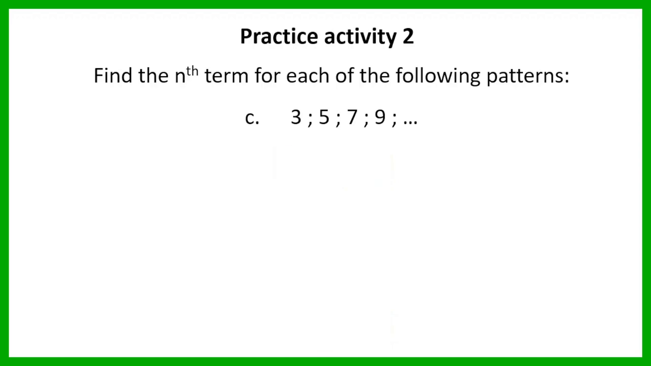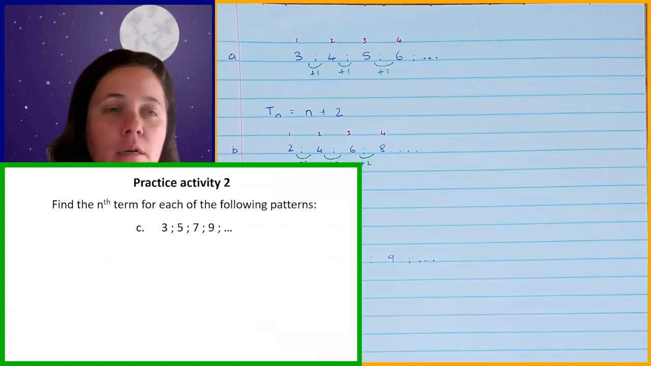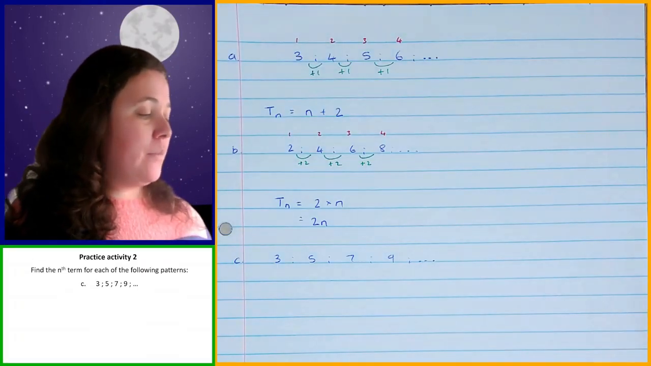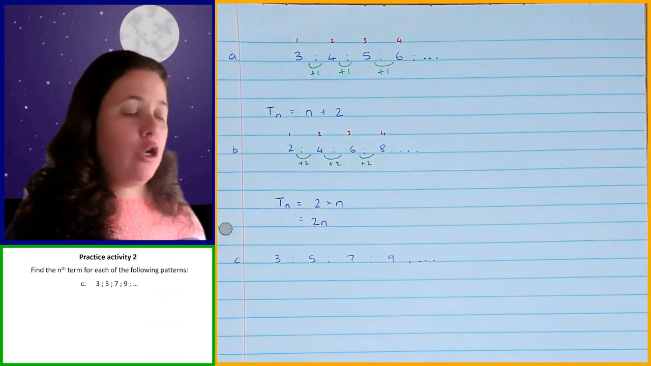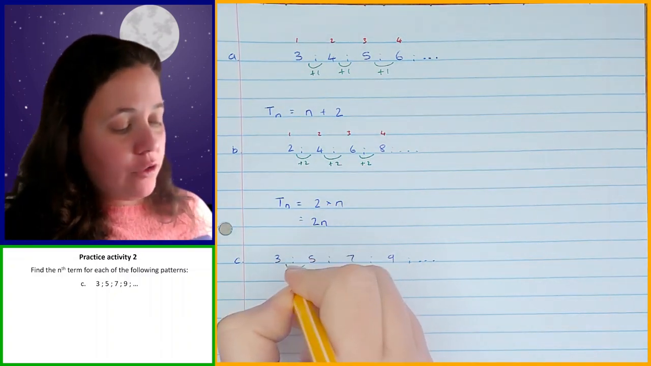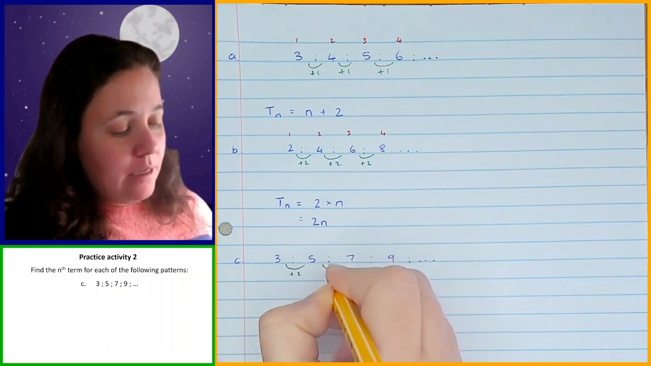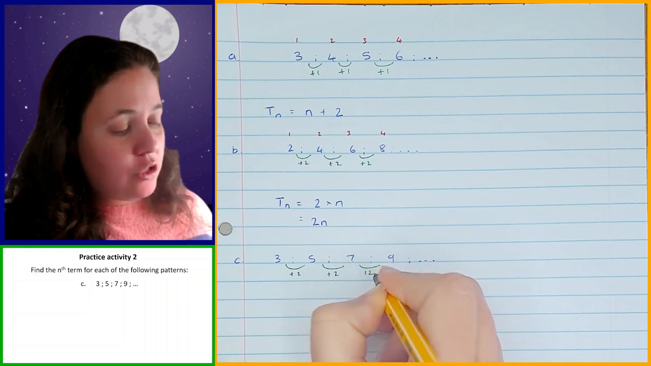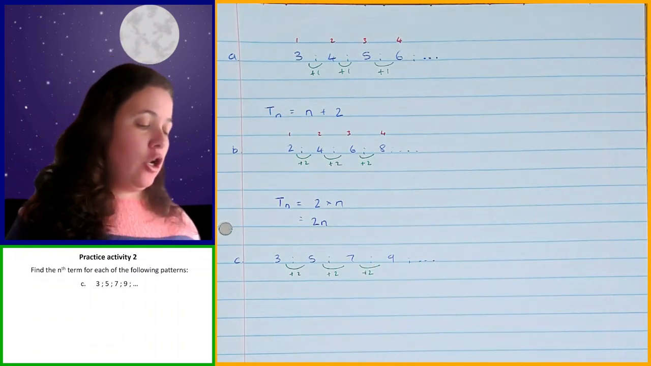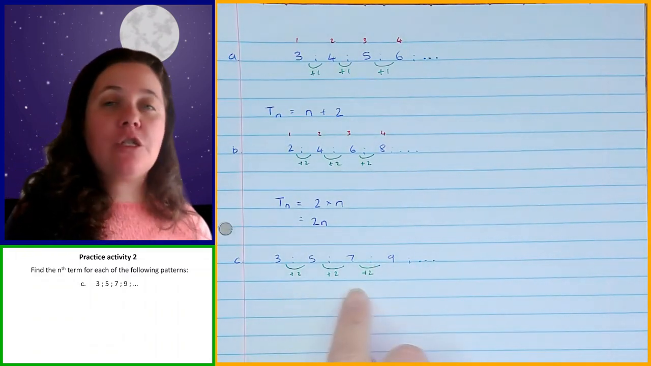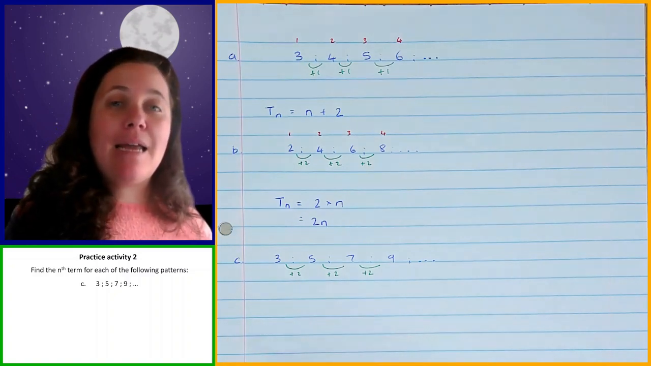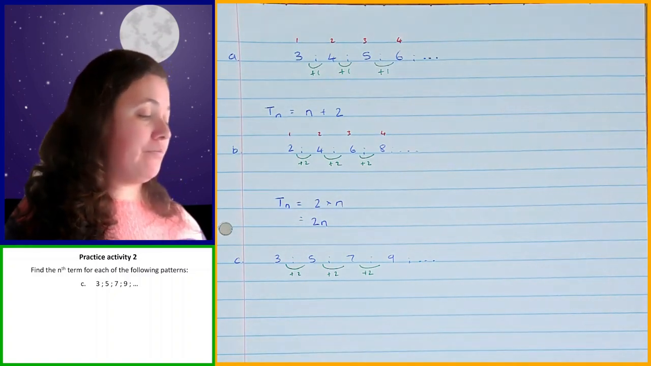Okay, let's see if you managed to get that one. So in question C, again, let's first look and see if there is a common difference or a constant difference. So I've got over here, plus 2, then plus 2, and plus 2. So I've got a constant difference of plus 2. So every time I'm adding 2 to get to the next term.